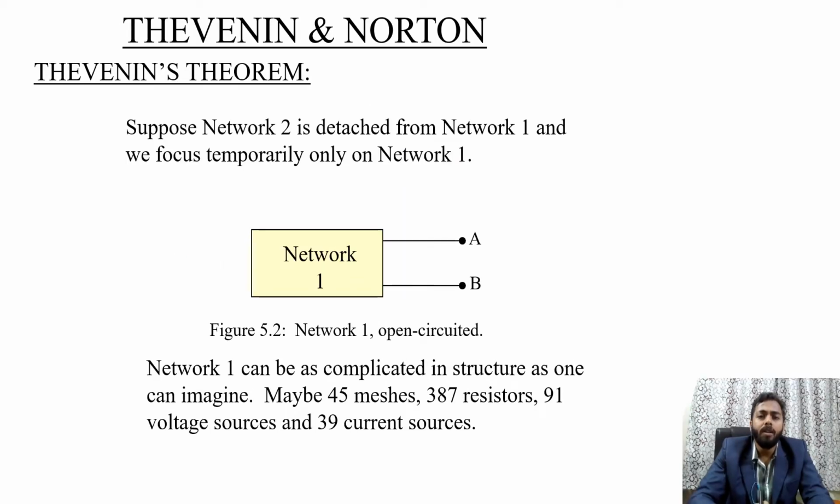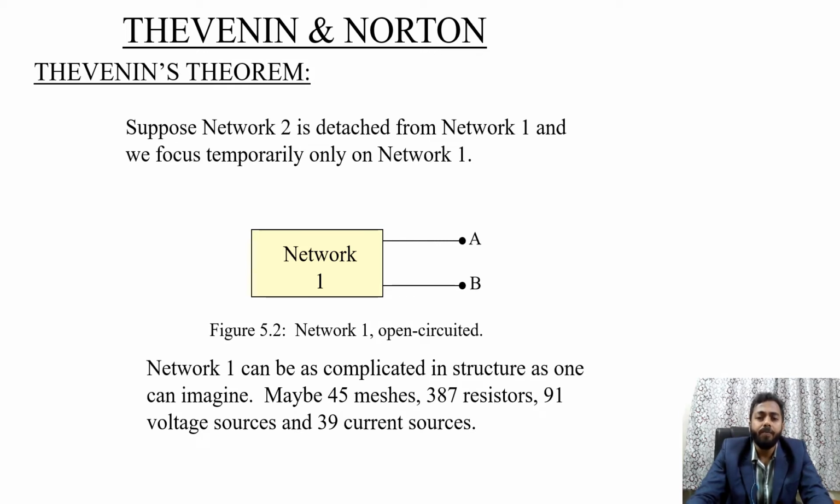Suppose network 2 is detached from network 1 and we focus temporarily only on network 1. Here network 2 is detached, and these are the open terminals A and B. Network 1 can be as complicated in structure as one can imagine.